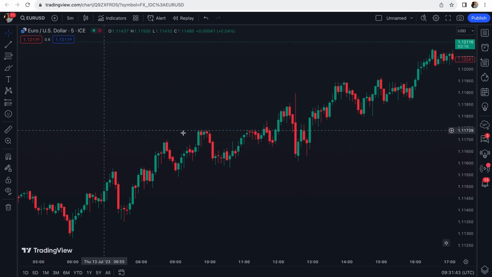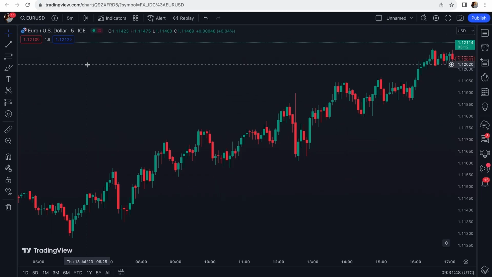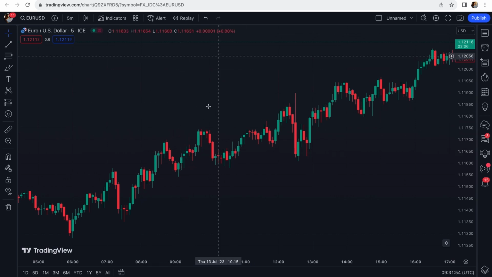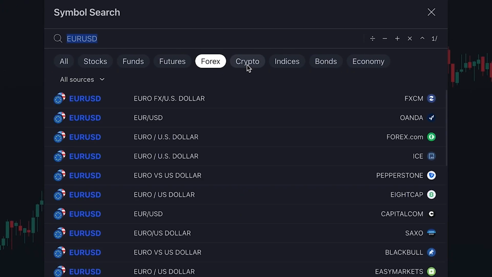Alright, as I said, this is a 5-minute scalping strategy. So here we set the chart time frame on 5 minutes. This is the price chart of euro to US dollar, but no limitation on this, and you can use this trading strategy on any other asset or market, whether it's forex, crypto, or stocks.